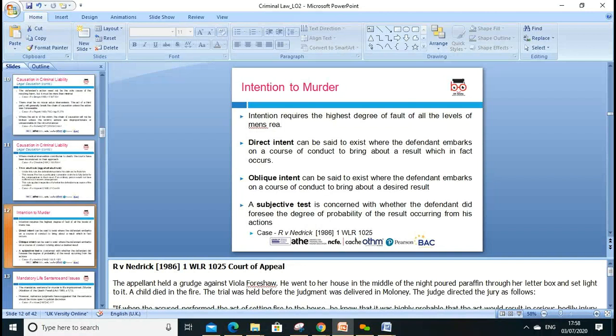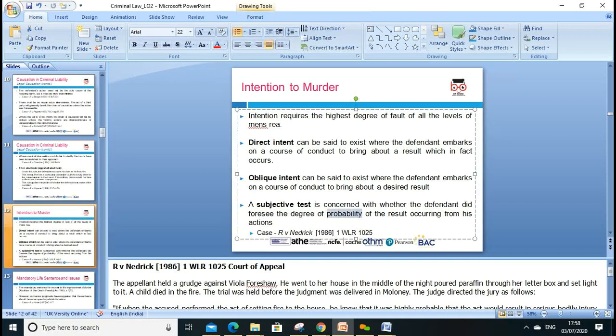We know the subjective and objective tests. Subjective is concerned with whether the defendant did foresee the degree of probability. Probability is a risk. Like, what is the risk of rain, or what is the probability of rain today? 80% will be rain, 30% won't be rain. So we can look at probability as a risk, and risk is not always negative; risk can be positive as well.